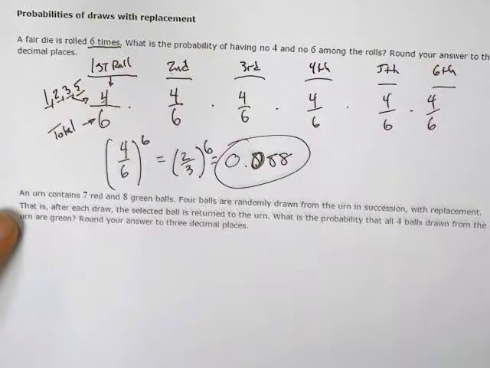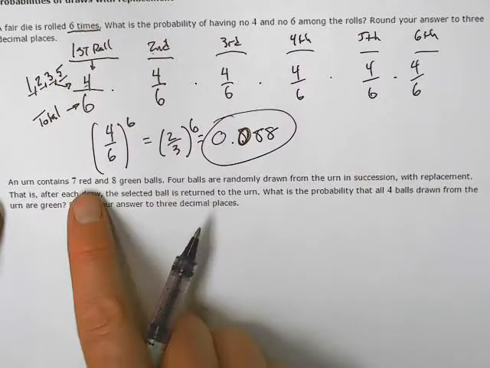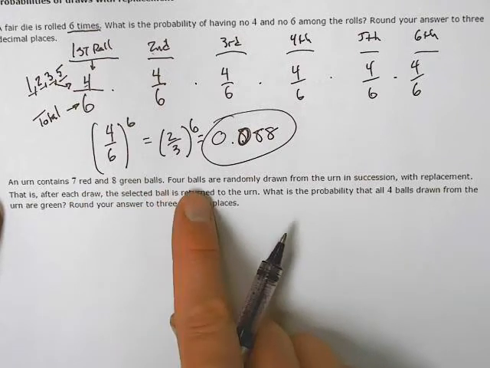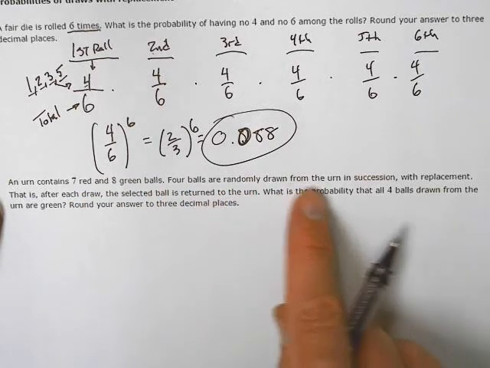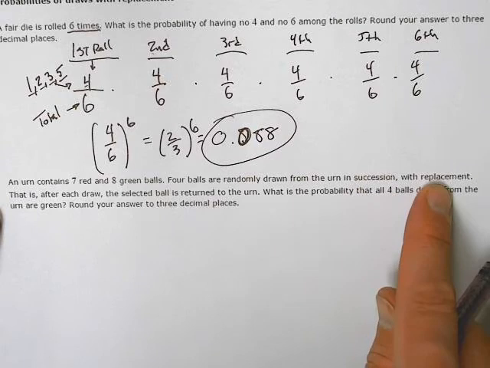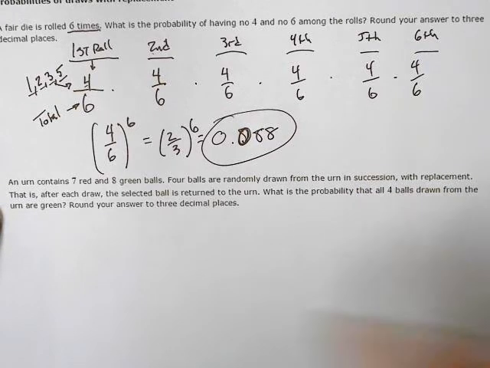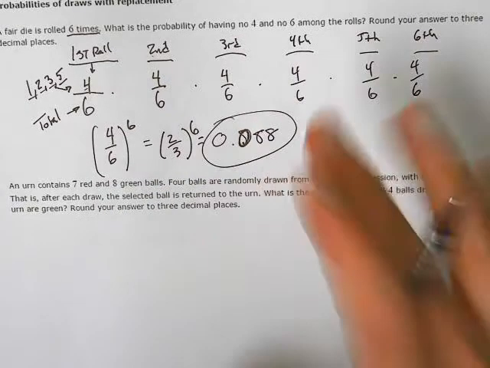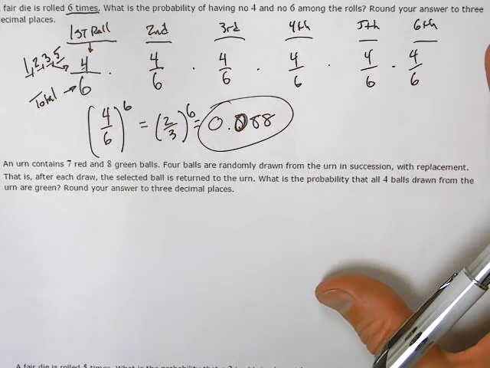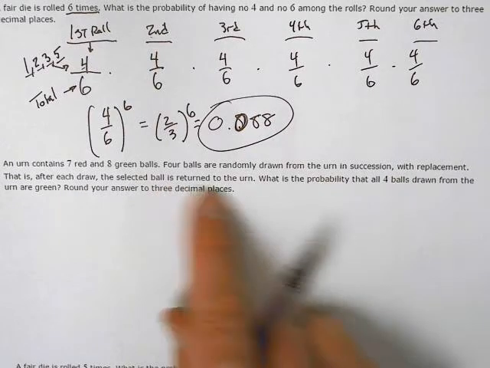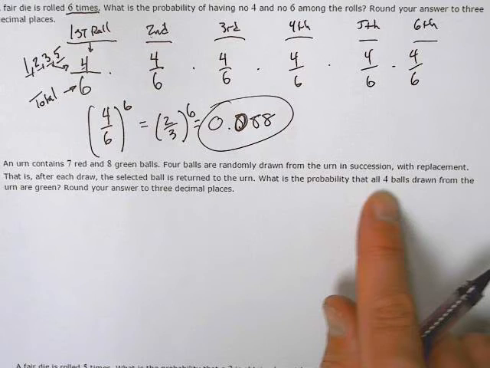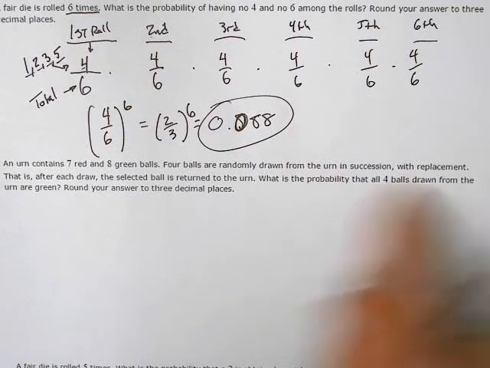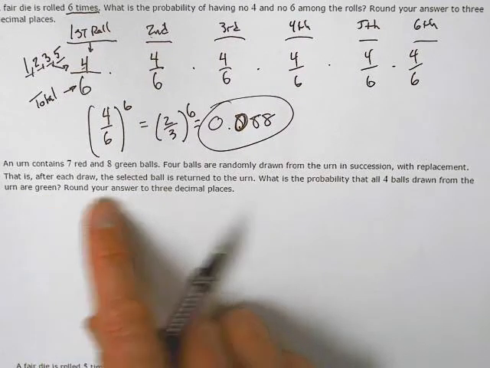Let's look at one more. An urn contains 7 red and 8 green balls. 4 balls are randomly drawn from the urn in succession with replacement. So every time you draw a ball, you look at it and put it back into the urn, or the box, where they're all laying in there. That is, after each draw, it's returned to the urn. So what is the probability that all 4 balls drawn from the urn are green? Round to 3 decimal places.